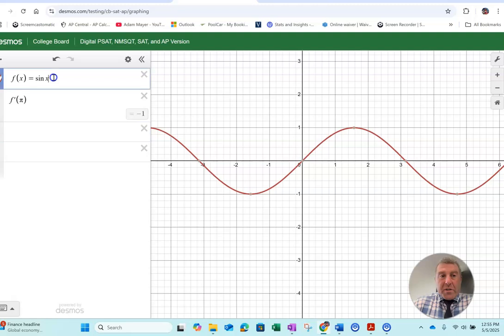So that's similar to the nDeriv option. Just declare the function, right? Graph it if you want to, but that's not necessary. And then f prime of pi will tell you the derivative of that function at pi.